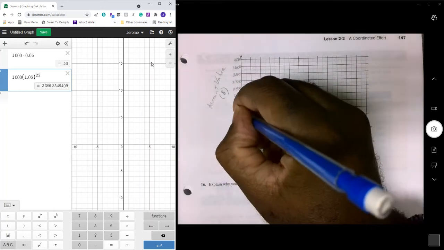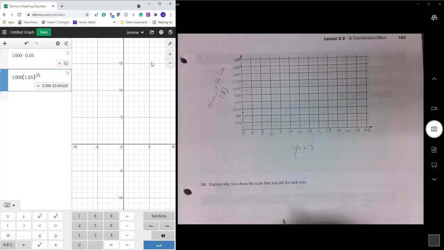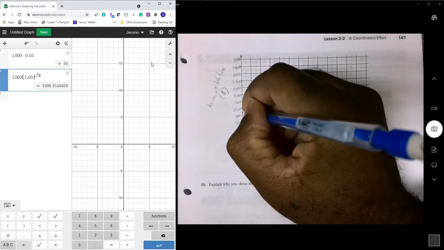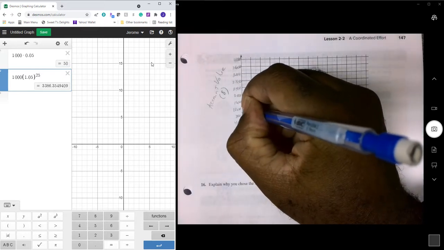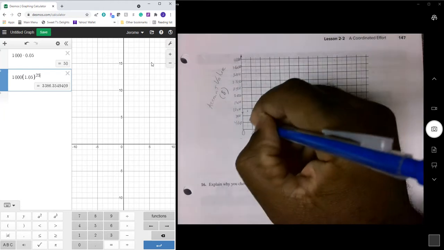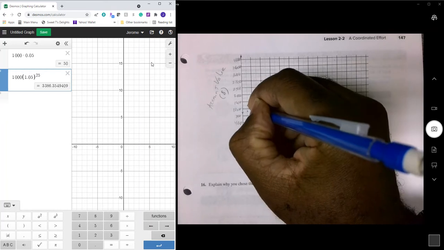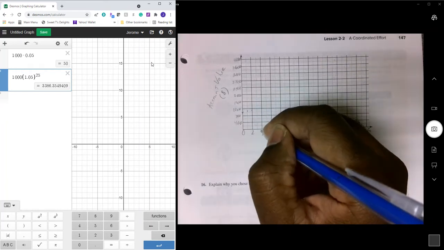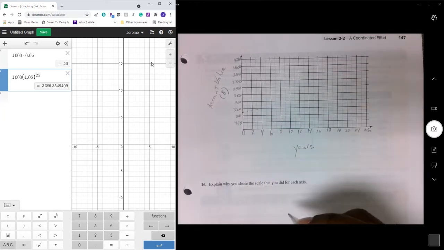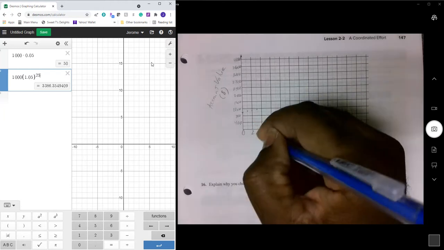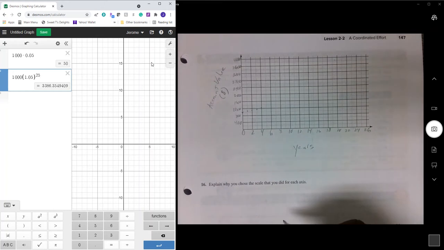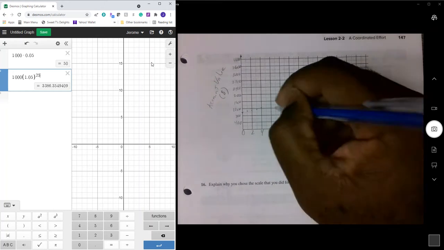So now we need to plot these points. We had 0, 1,000, which would be here. We had 1, 1,060. So this is 1,000, 1,060 would be somewhat here. Then we have 2, 1,120, a little higher. Then we would have 3, 1,180, close to 1,200. Then we would have 4, 1,240. Then we would have 5, 1,300.